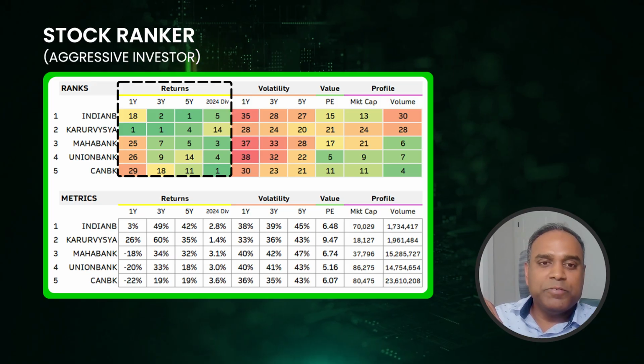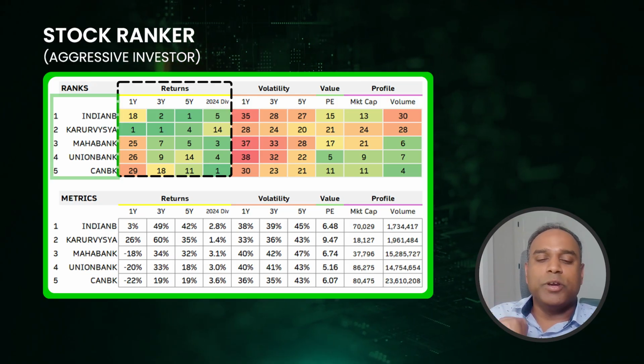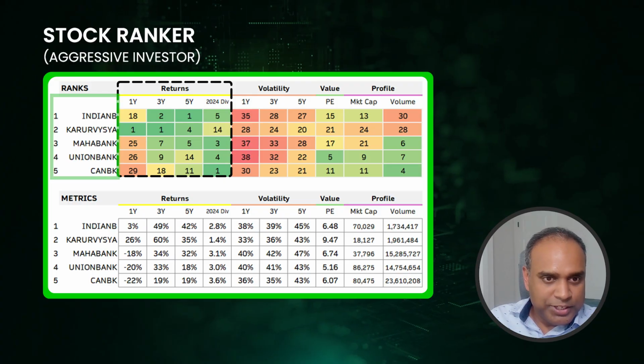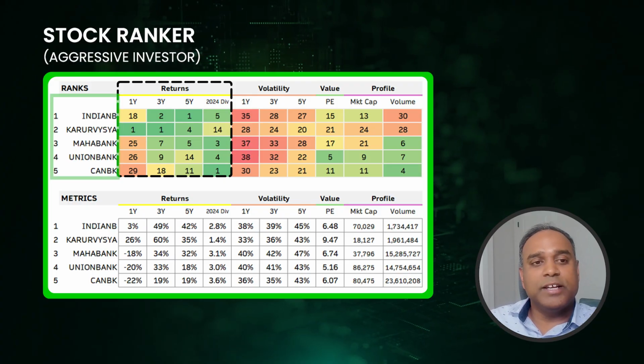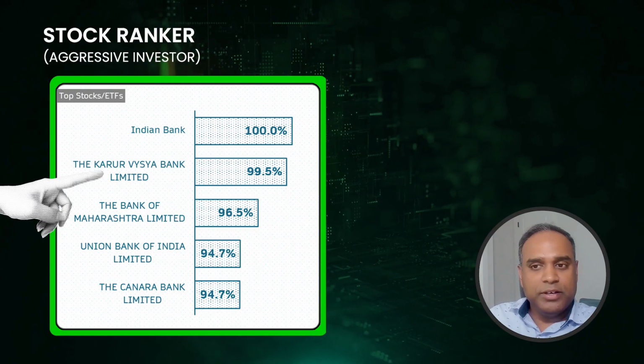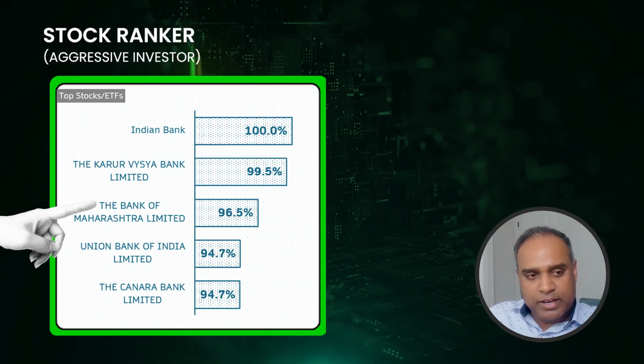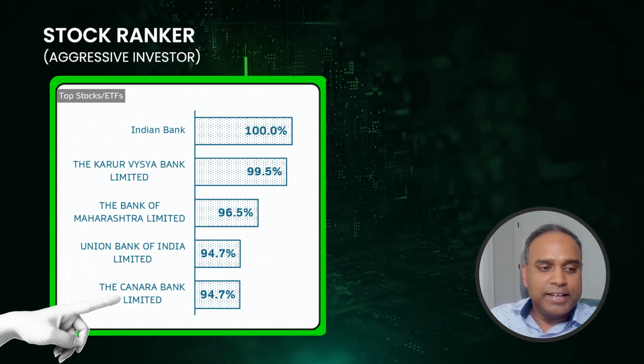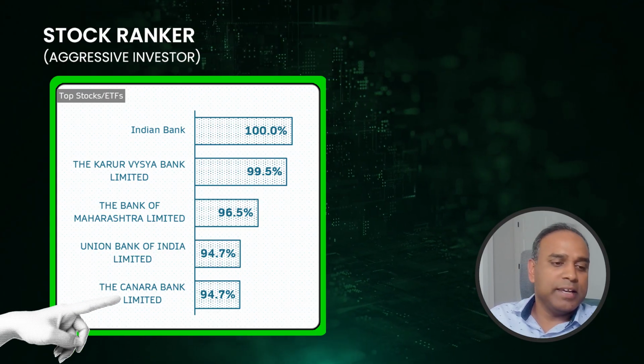And for an aggressive investor, these are the top 5 banks using the data as I have today, as of February 14, 2025. Among these, Indian Bank and Karur Vysya Bank are pretty close. Then there is Bank of Maharashtra, which is 3rd. And then the 4th and 5th are kind of tied, Union Bank of India and then Canara Bank.